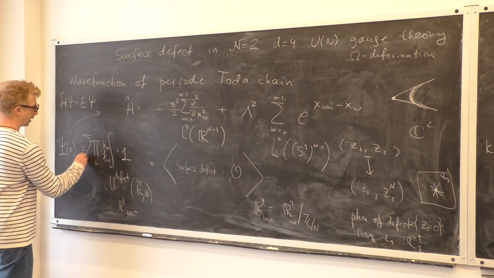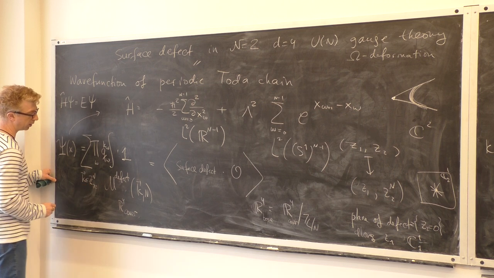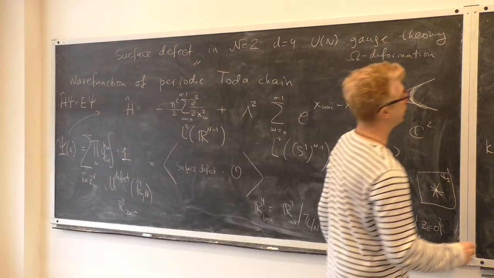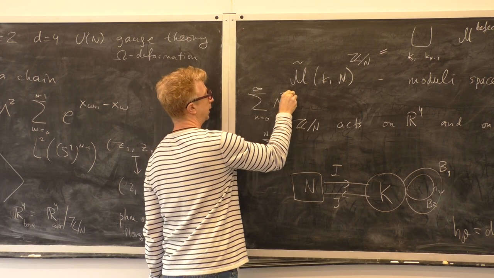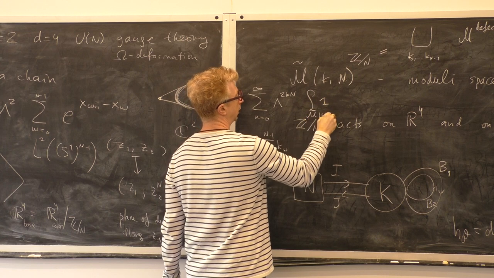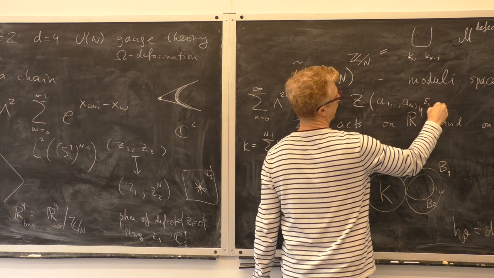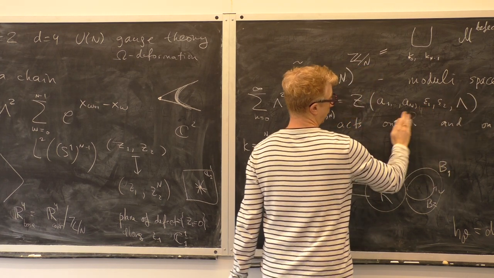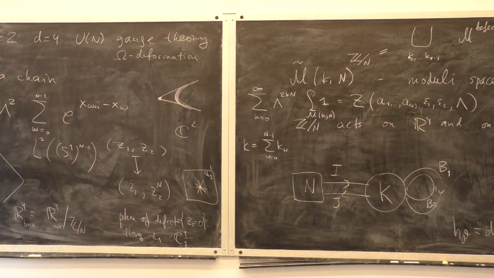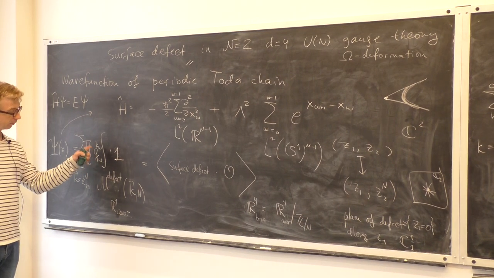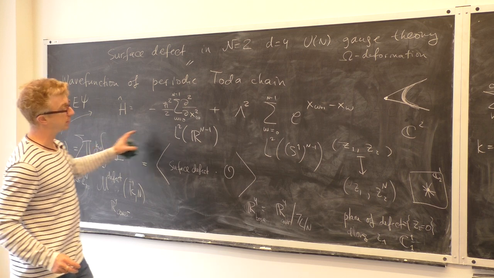The vector k takes an infinite number of values. Here k is in Z^n, greater than or equal to 0. Just as in the absence of the surface defect, we were studying the generating function summed over all instanton charges. That was the Z function, which was a function of the Coulomb moduli, the torus equivariant parameters, and the fugacity for the instanton charge. Now, this fugacity got fractionalized because the charge is fractionalized. And the connection of those fugacities to these parameters is very simple.